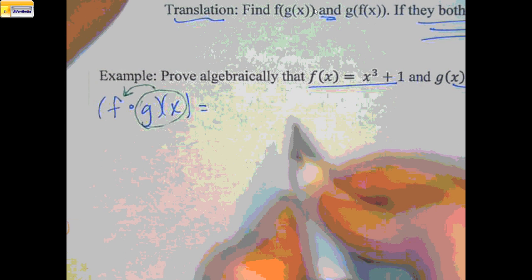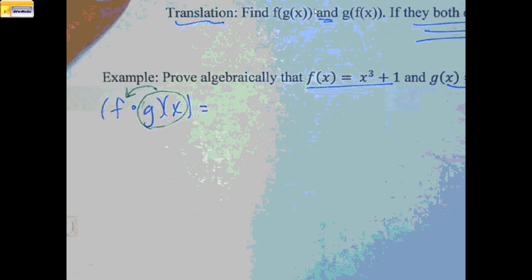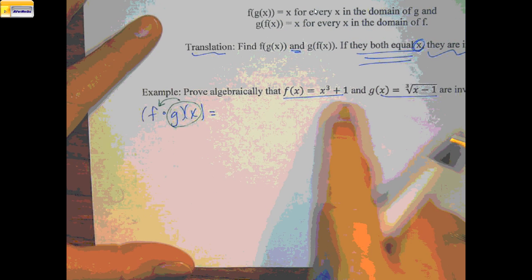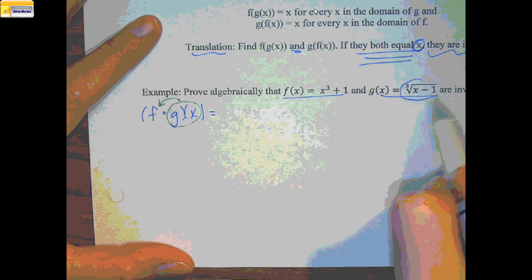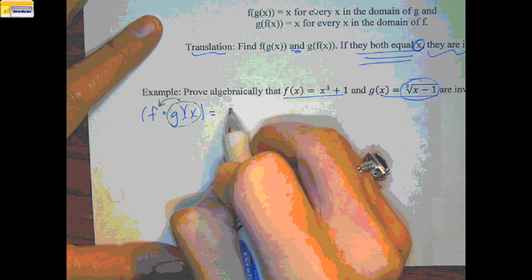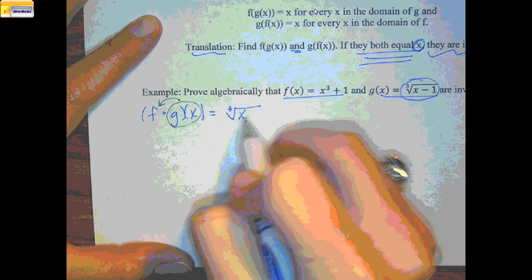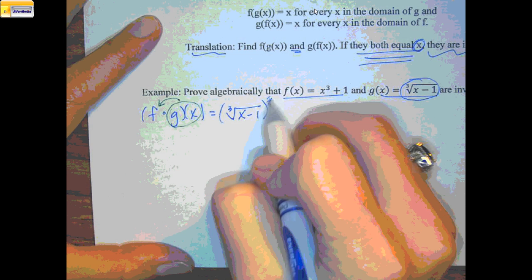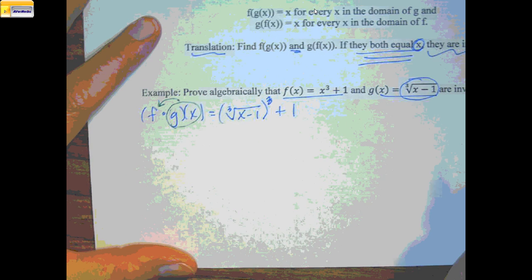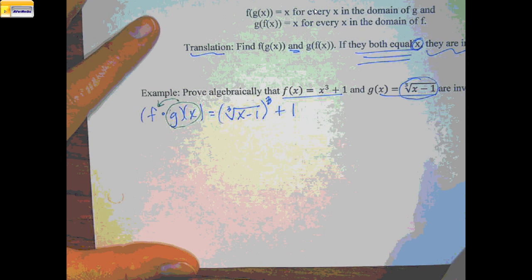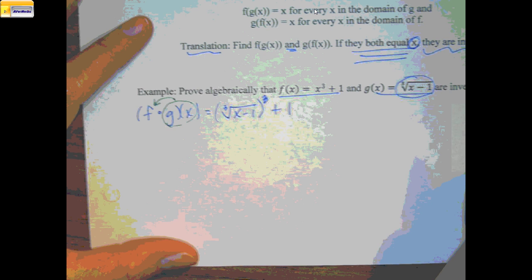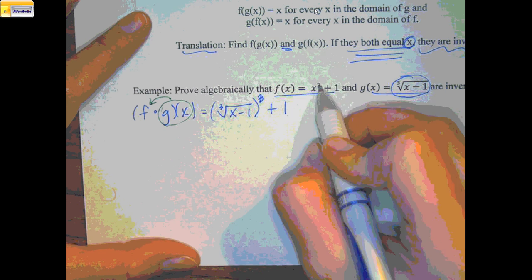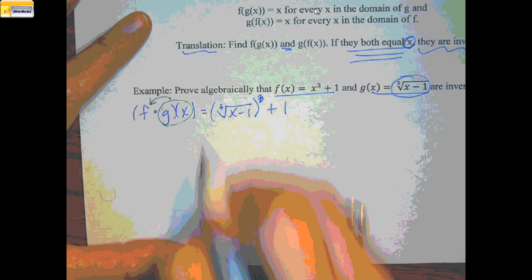The function for f of x says x cubed plus 1. Instead of x cubed, I'm going to put this thing cubed. So the cube root of x minus 1 becomes my x. So x cubed plus 1. Does everybody see what happened? I took g of x and plugged it into f of x. And now we work it out.